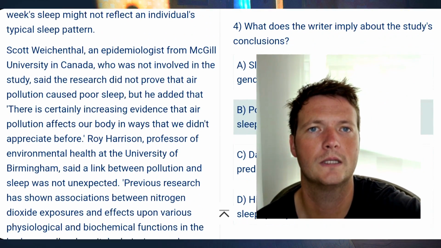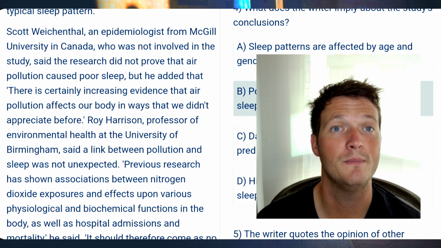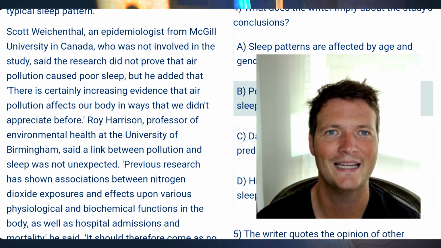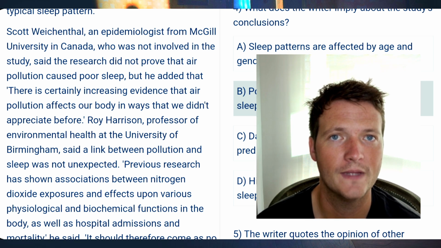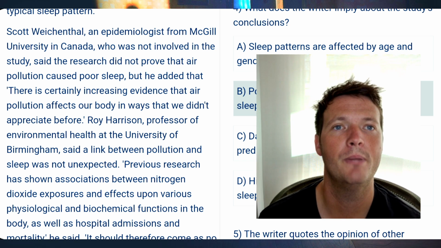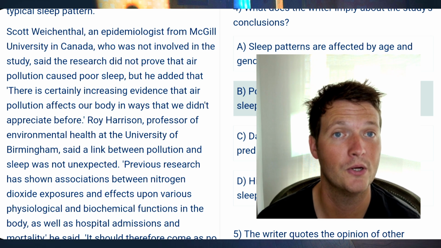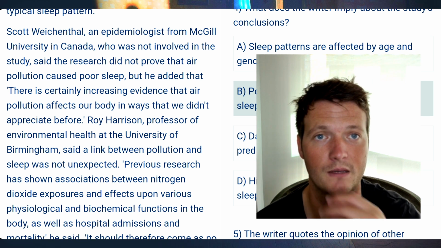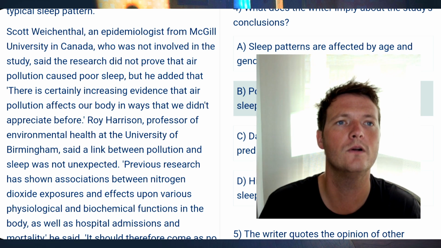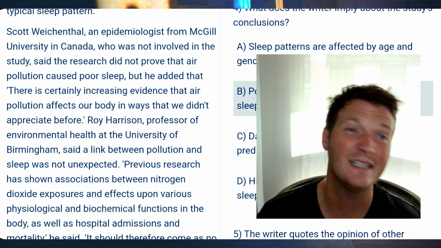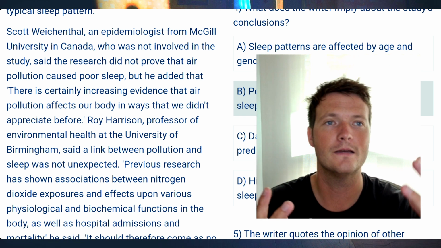Okay, so let's have a look. Scott Weichenthal, an epidemiologist from McGill University in Canada, who was not involved in the study, said the research did not prove that air pollution caused poor sleep, but he added that there is certainly increasing evidence that air pollution affects our body in ways that we didn't appreciate before. So that's one scientist not involved in the study. I think it's kind of to illustrate what he was saying, that it's not conclusive.